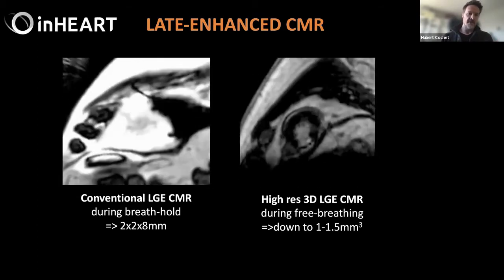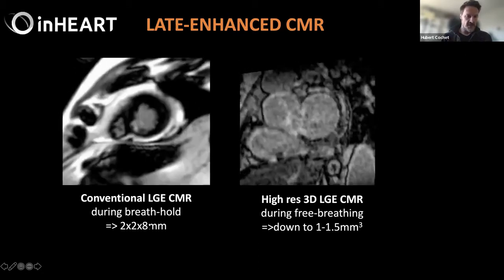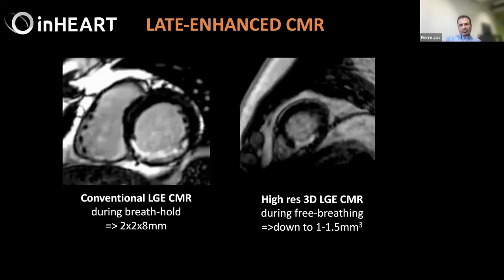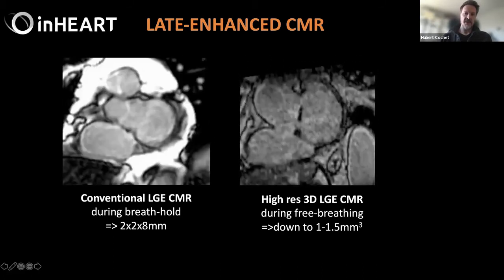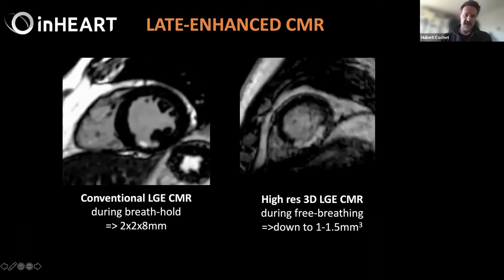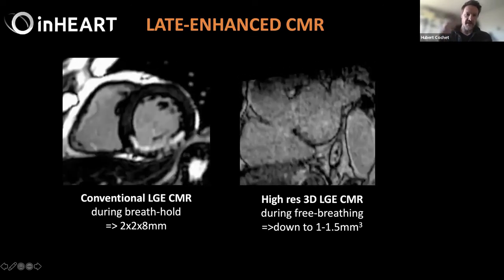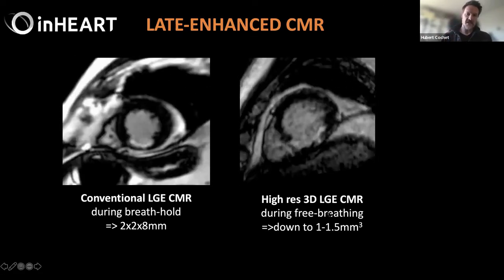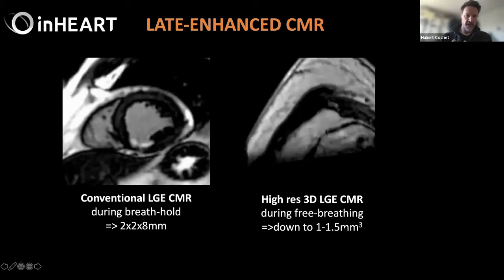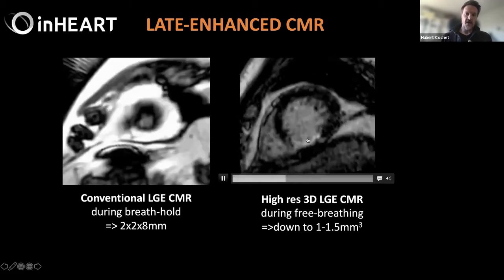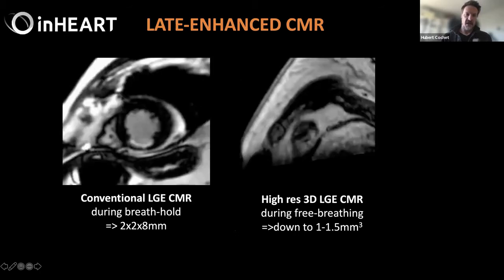The spatial resolution of that is limited. The slice thickness can go up to 8 millimeters. So the description of the scar will be quite limited also. There's another way to do it, which is high-res three-dimensional late GAD-MR. This is a different technique that is acquired during free breathing thanks to a monitoring of the diaphragmatic motion. And this gives access to much better spatial resolution in the range of 1 to 1.5 cubic millimeters. And this is the way to go if you want a detailed scar characterization in your lab.